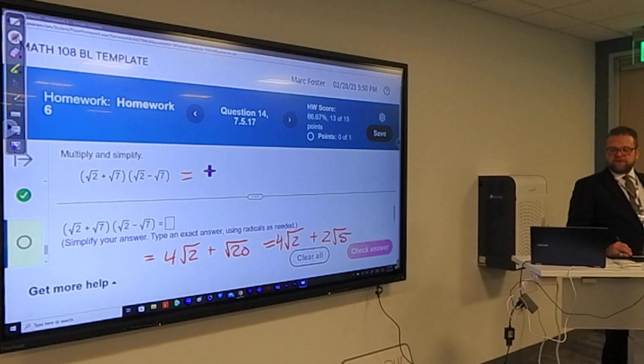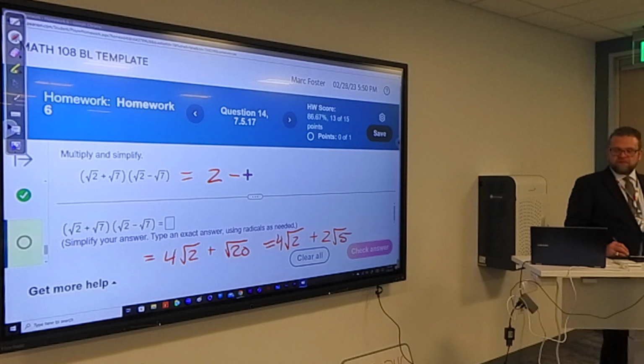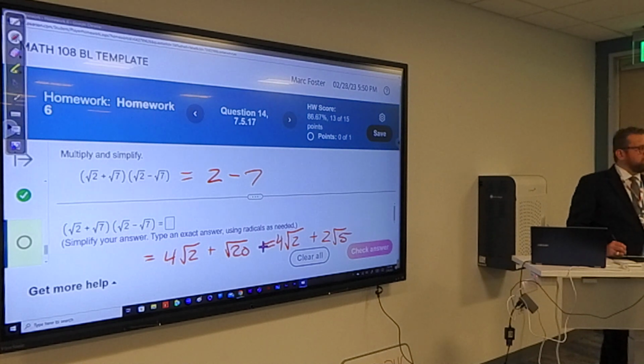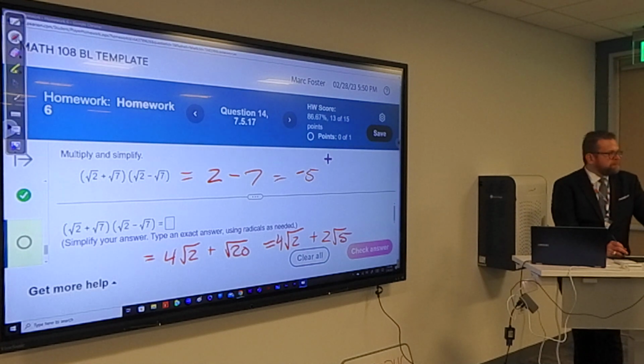The first term is the square root of 2 squared. We will have their difference. And the second term will be the square root of 7 squared. And you can see the answer immediately: 2 minus 7, negative 5, because it is a conjugate pair.